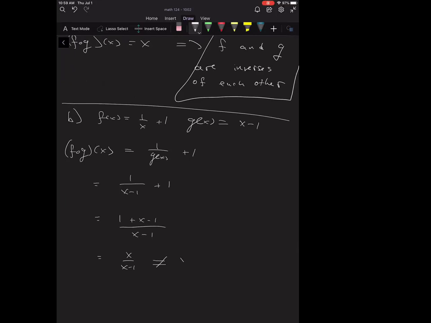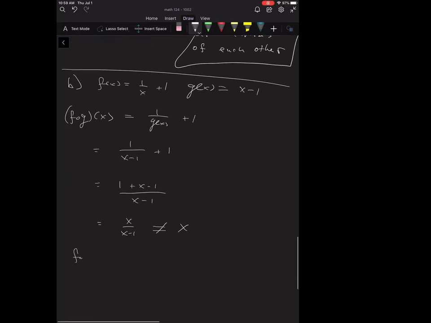But this is not the same thing as x. So what we have here is f composed with g of x does not equal x. So f and g are not inverses of each other.